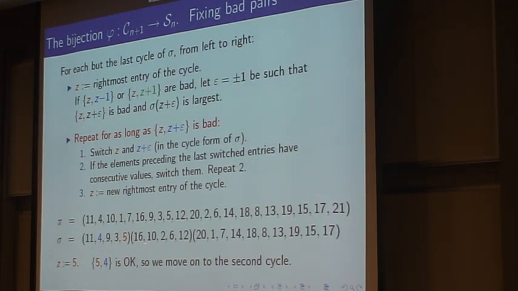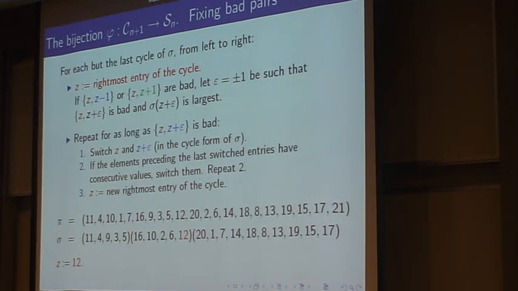Now I move on to the second cycle. I look at the rightmost entry, which is 12, and again, I look at whether putting the parentheses created a bad pair, 12, 13, or 12, 11. So here 12, 11 is okay, but 12, 13 is bad, so I'm going to switch 12 and 13. Now I look at the entries preceding them, 6 and 8, but they're not consecutive, so that's okay.